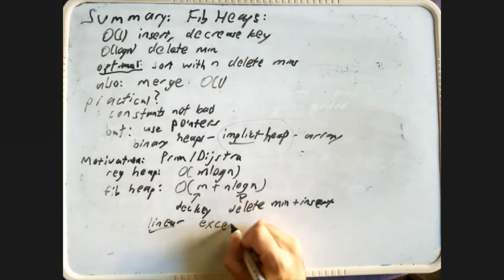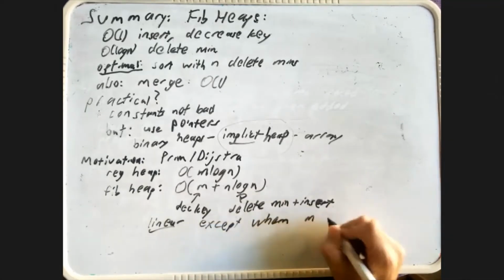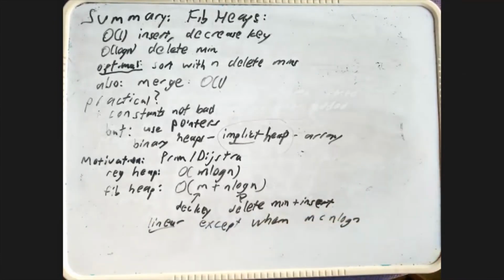except when the graph is really sparse, when it has at most n log n edges. Okay. So that's quite a triumph, right? You just replace your data structure and suddenly you have an algorithm that is optimal for the vast majority of graphs that are out there.